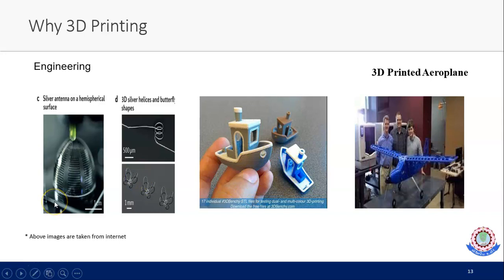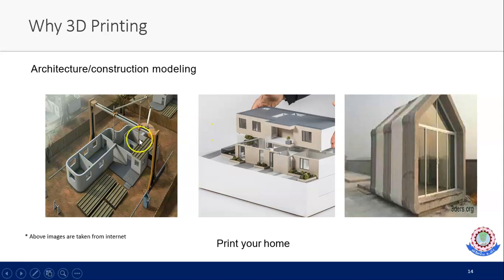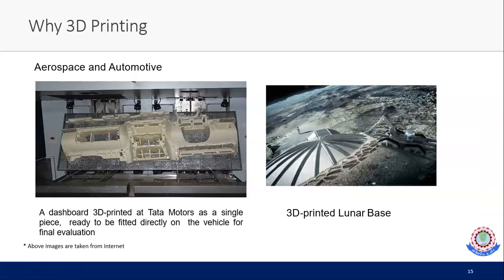This is some of the 3D printed aerospace. This is one of the micro level products, right? Most engineering applications use 3D printing. Architectural: as I said earlier, if you are planning to build a new home, before building you can make a prototype so that you can view, this is our house, right? So this is architecture and construction modeling. Aerospace and automotive: some of the applications, like Tata Motors, use a 3D printed dashboard for prototyping. Similarly, a 3D printed lunar base. These are some of the applications, right?